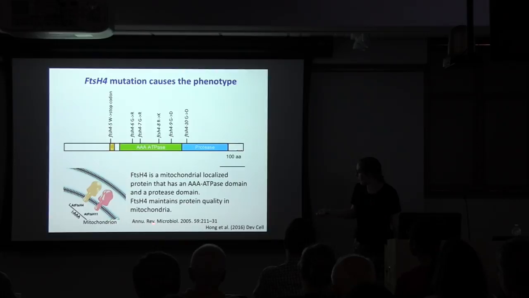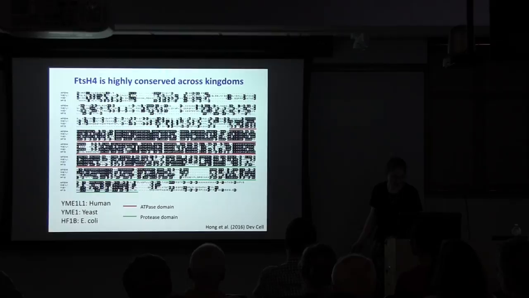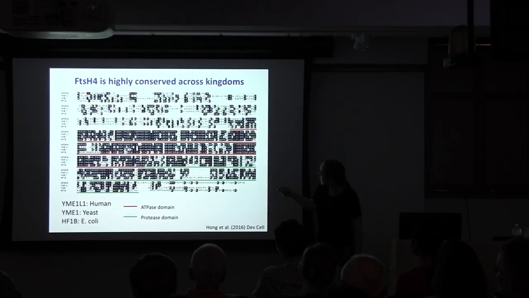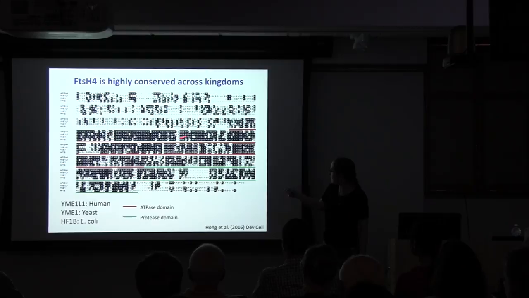And it really mutates to this variable organ size phenotype. Leland pulled out 6 different alleles in our screen in this gene. FDSH4 is highly conserved across kingdoms. Here's the conservation from Arabidopsis to human to yeast to E. coli. And you can see the ATPase domain underlined in red and the protease domain in green, that it's highly conserved.